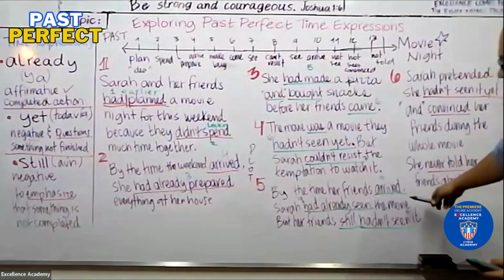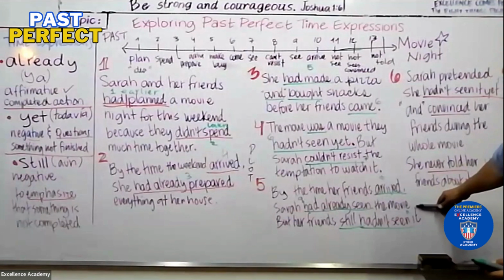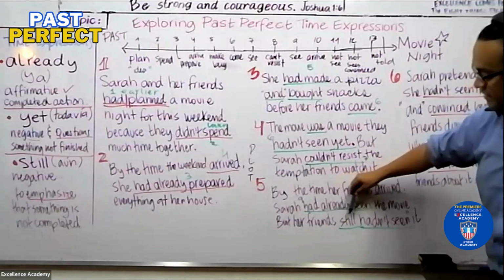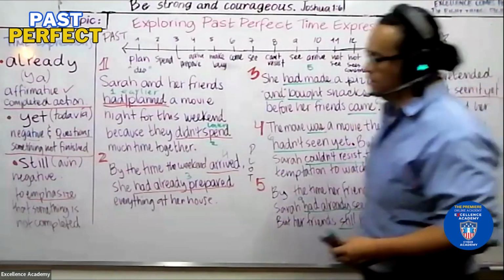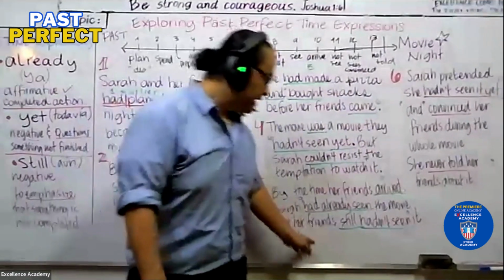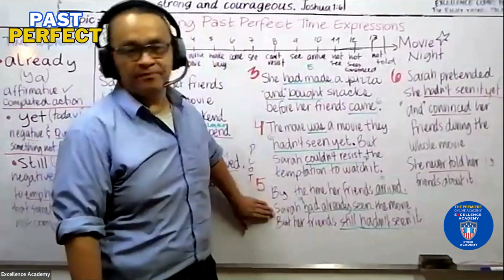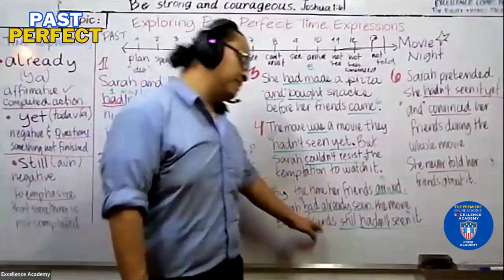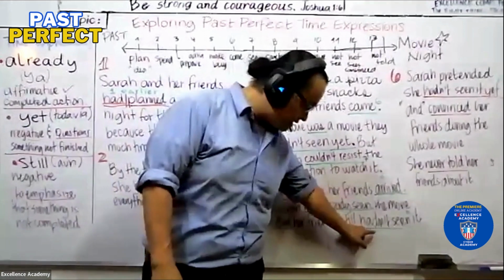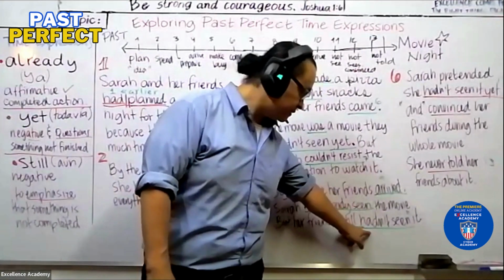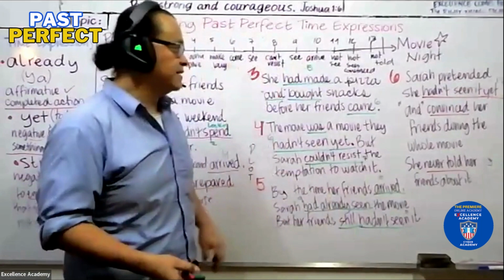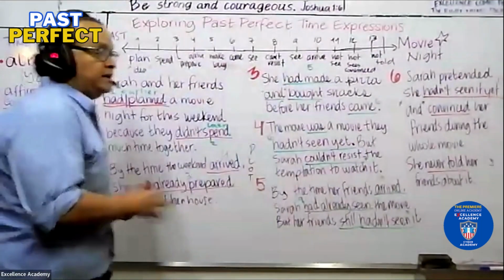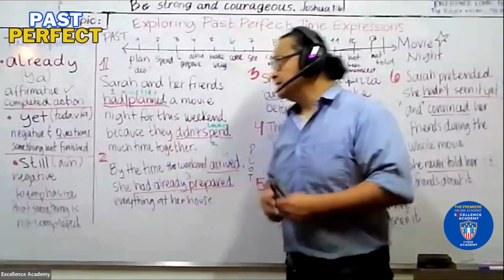So going back to this example at paragraph 5, it says here, Sarah had already seen the movie, but her friends still hadn't seen it. So here we're emphasizing the fact that our main protagonist of the story, Sarah, had already seen it, but everybody else still hadn't seen it. So we're emphasizing the hadn't seen it part, right? The idea that nobody had yet been able to see it. Okay, so those are the three time expressions that we're going to focus on.